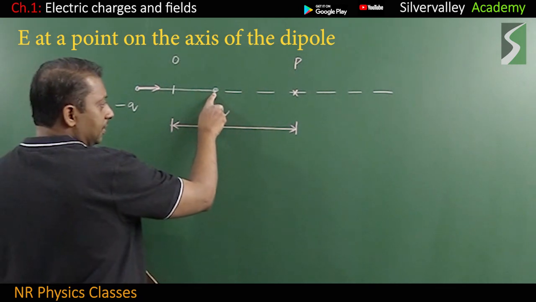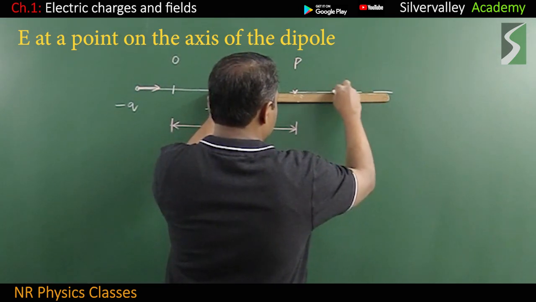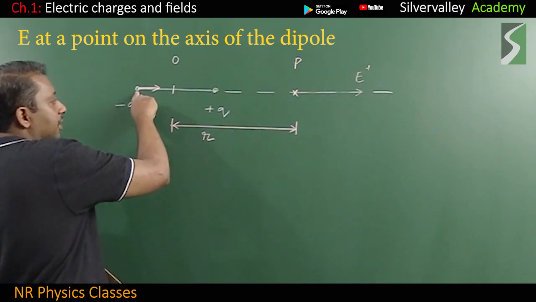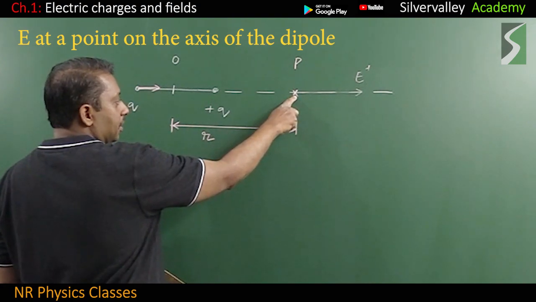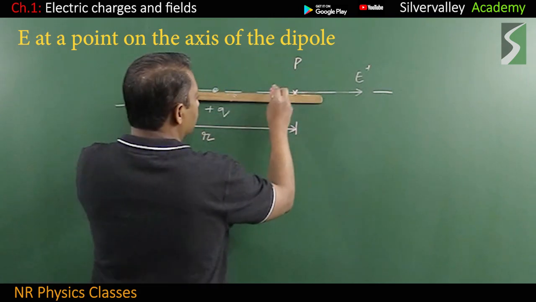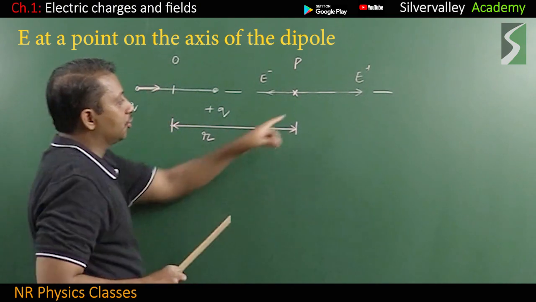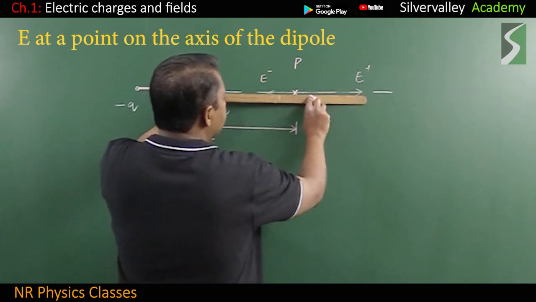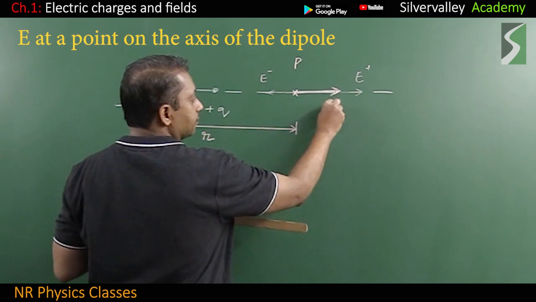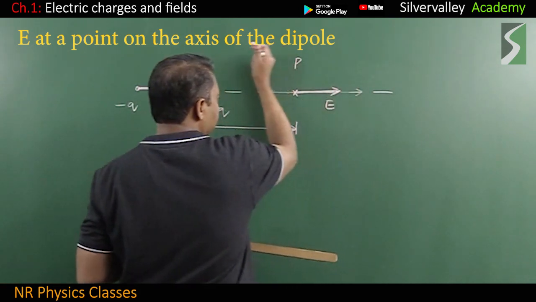This positive charge is closer to this point. Therefore, the effect of the positive charge is more. So this is E plus. The negative charge is far away from P compared to this charge. Therefore, this is the direction of the electric field due to the negative charge, E minus. So the resultant of these two will be in the direction of the greater vector. So this is the resultant electric field at this point due to these two charges. Now these two are not required.